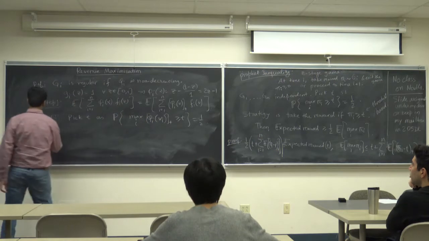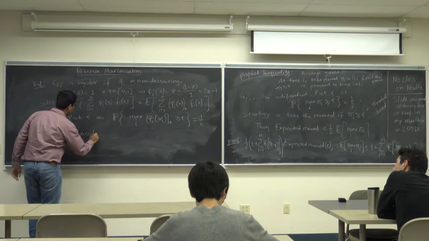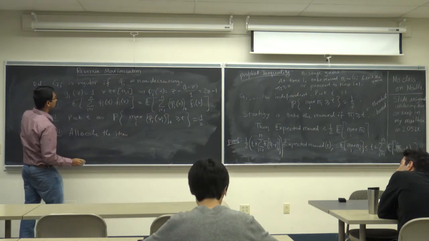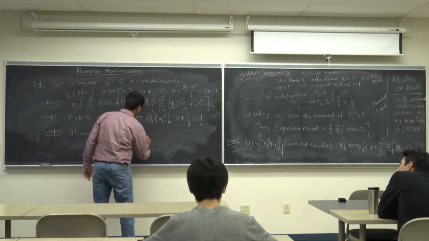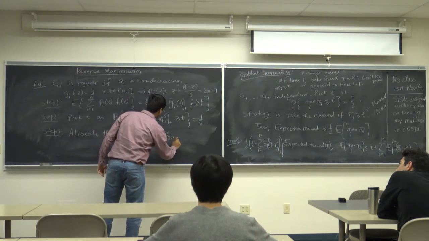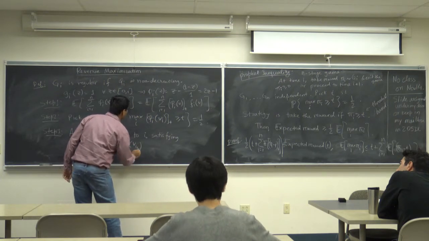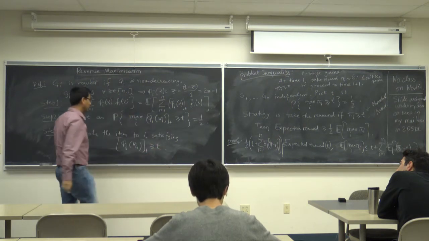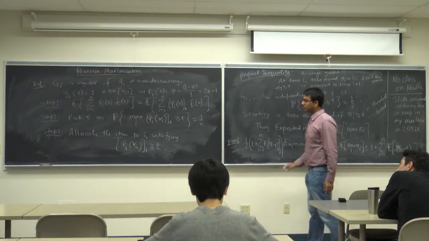And then when you run the auction, step three, allocate the item. Remember, this was a single item auction. So allocate the item to i_0 satisfying φ_i0(v_i0)+ greater than or equal to T. Okay, if you have multiple such i_0's, just pick one at random, doesn't matter who you pick.